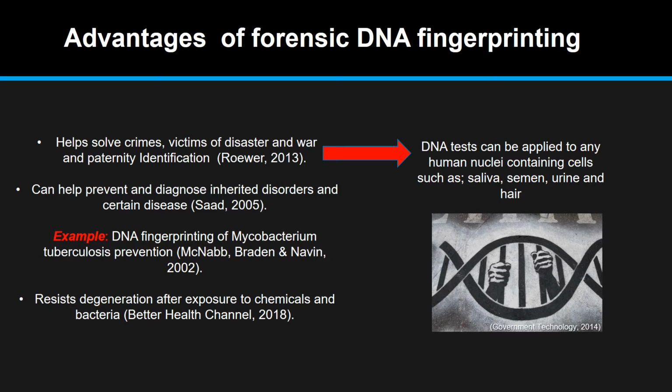Interestingly, I'm going to use an example in which DNA fingerprinting is used in the prevention of Mycobacterium tuberculosis. This use of DNA fingerprinting is a relatively new laboratory technique and was originally established in 1996 by the Centers for Disease Control and Prevention. It was a 5-year prospective population-based study which was conducted from 1996 to 2000.